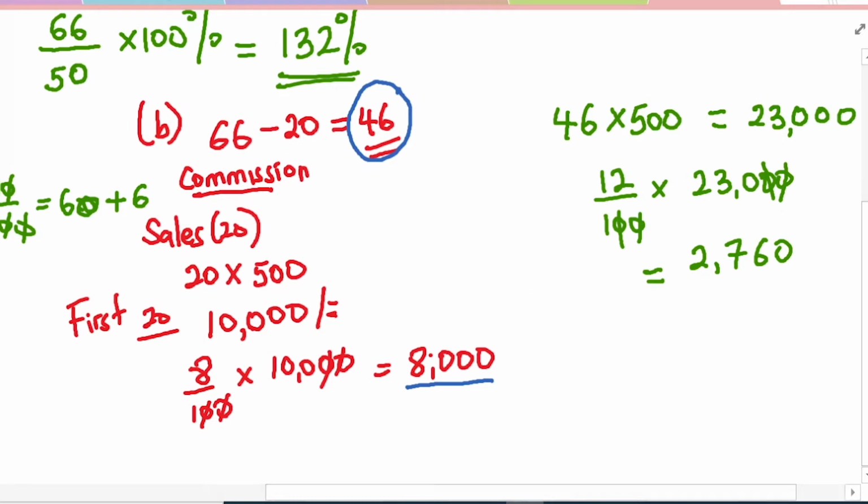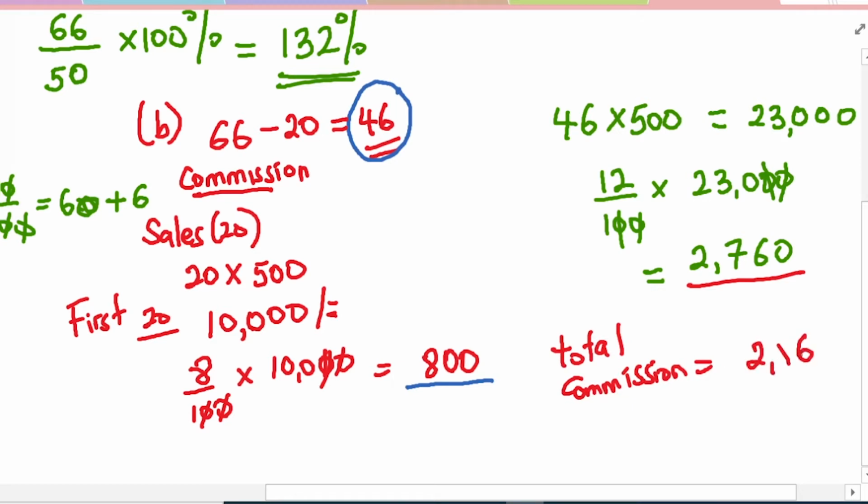Okay, I realize this actually here was supposed to be 800, my bad. It's actually 800. This is supposed to be 800, not 8,000. I don't know how that extra zero sneaked in. So that is the second commission. Then, meaning the total commission will be 2,760, add 800, and there you have your answer.